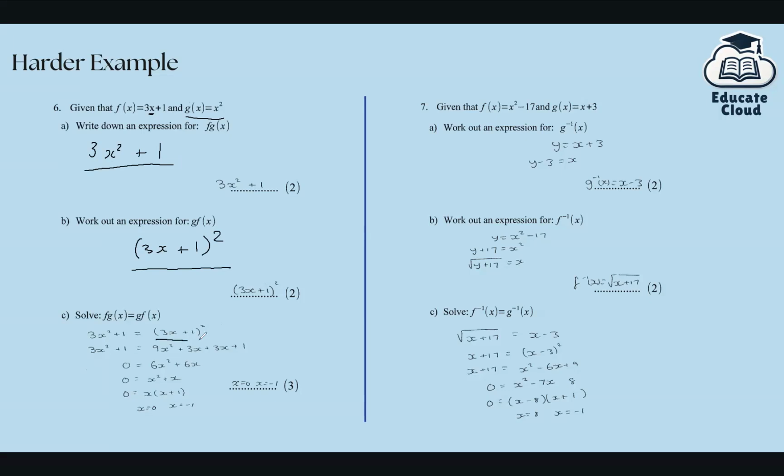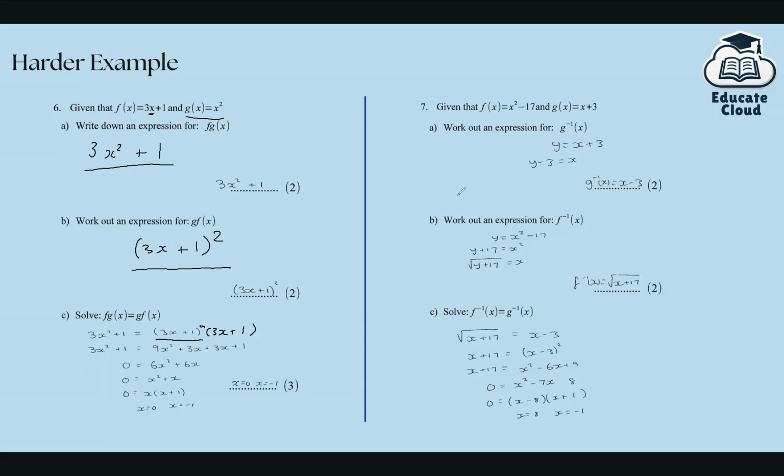So we need to make this equal to this and then expand it out. Well, how do we expand this out? We think that there's two brackets. So we have 3x plus 1, 3x plus 1. And we do FOIL to expand it all out to get 9x squared plus 6x plus 1. Then we say equal to 0. And then we can factorize it to get x is equal to 0 and x is equal to minus 1. Okay, this is how we do it.